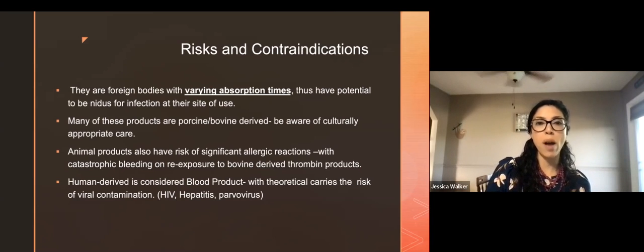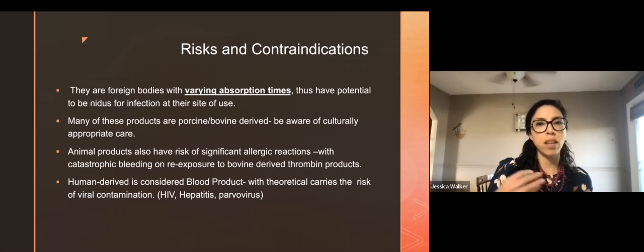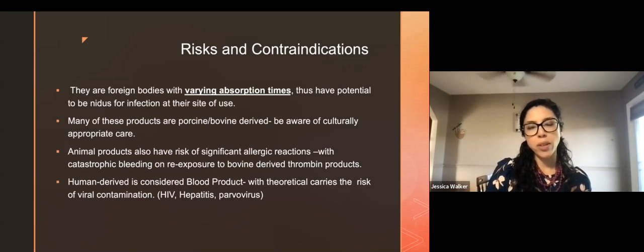Because of that, they also have the potential for infection at the site of use. As I was studying and preparing for this presentation, I ran into some studies that said yes, this is true, but this is also confounded, because patients that are bleeding intraoperatively, where we're using these products, are also patients that have lengthier surgeries, perhaps blood transfusions, more exposure. That would also increase the risk of infection.